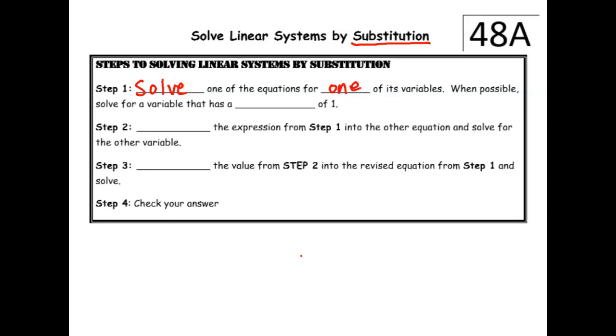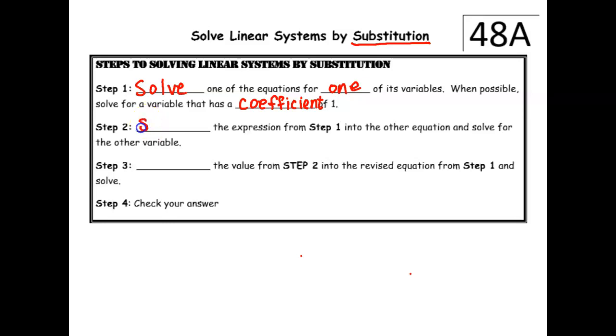And when possible, we're going to solve for the variable that has a coefficient of 1. Remember, the coefficient is the number that is in front of the variable. So we're looking for the variable that has a coefficient of 1. That makes it the easiest to use substitution.